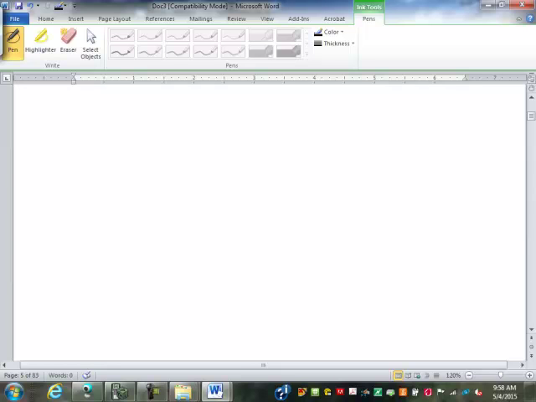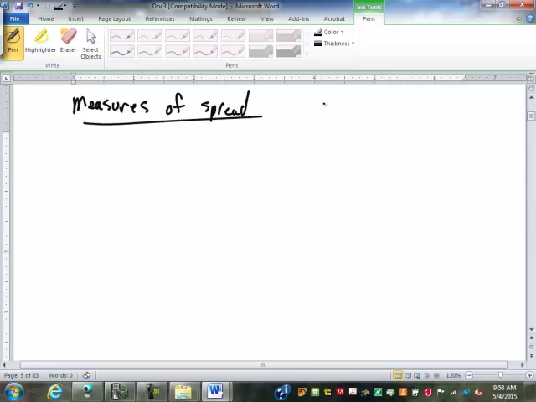Okay, so we've talked about measures of center. Next, we need to talk about measures of spread. So the width of that curve.